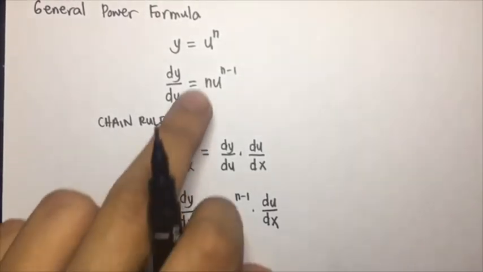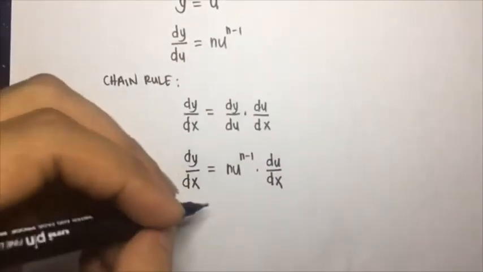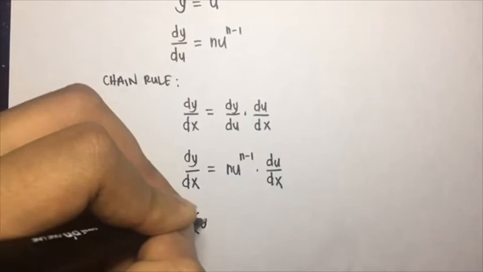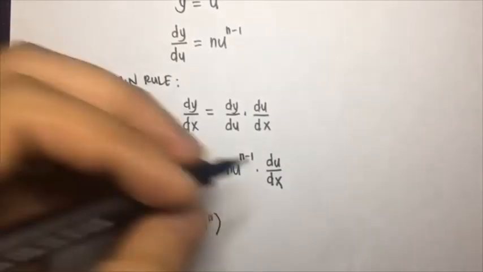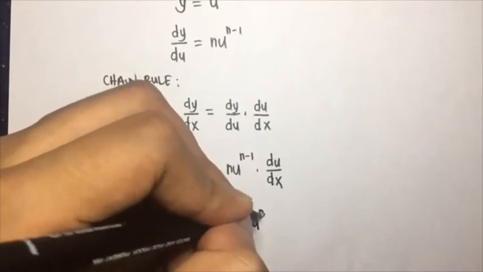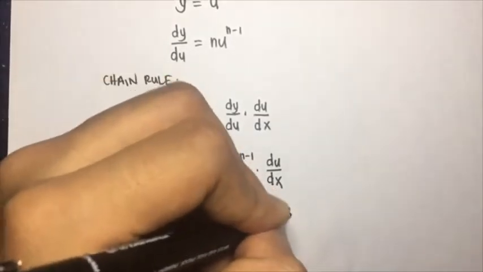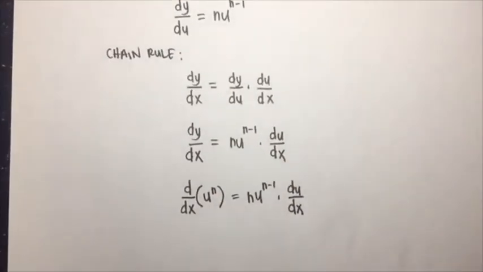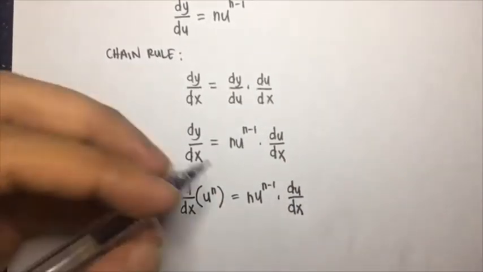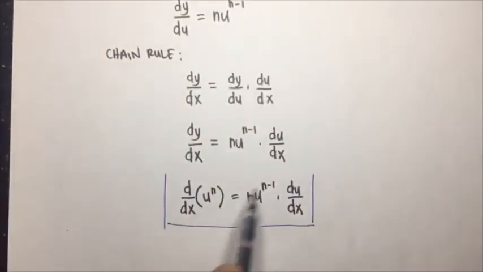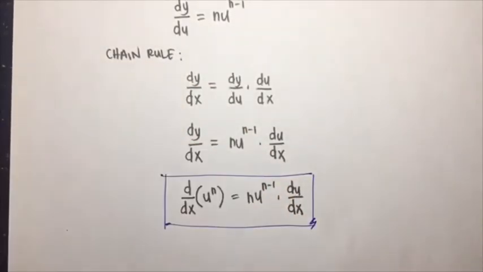So from there, we can get the general power formula. Since y is equal to u raised to n, then the derivative with respect to x of u raised to n is equal to n u raised to n minus 1 multiplied by du over dx.